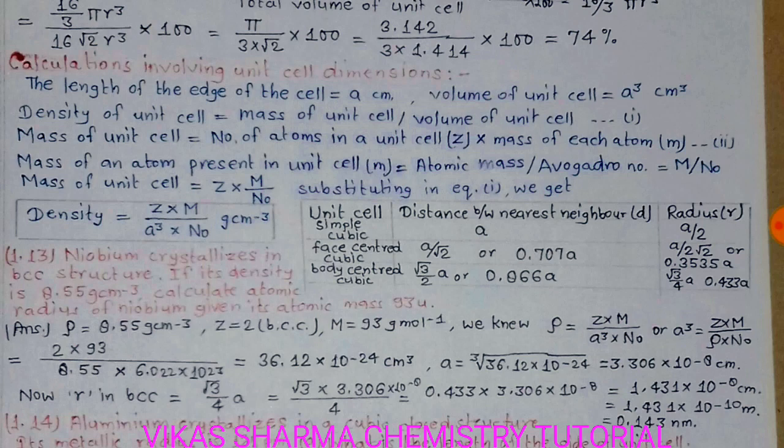That is equation number 2. The mass of an atom present in the unit cell is equal to small m, which means atomic mass divided by the Avogadro number, m divided by N0. So the mass of the unit cell is equal to Z multiplied by m divided by the Avogadro number. Substituting in equation 1, we get the density formula: Z multiplied by m divided by a cube and the Avogadro number, in gram per cubic centimeter.